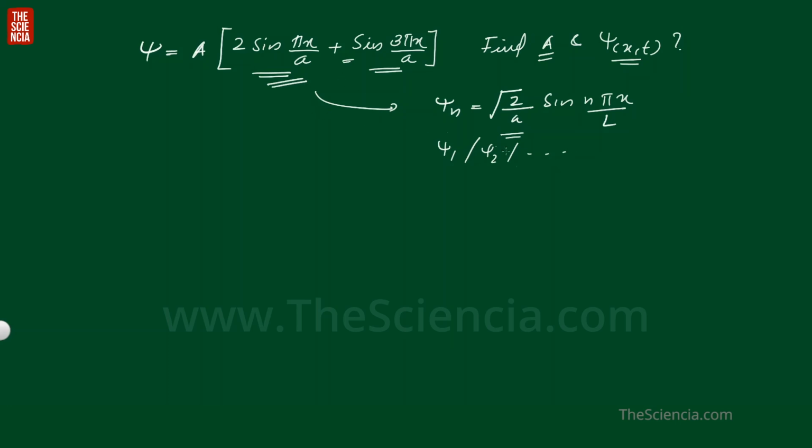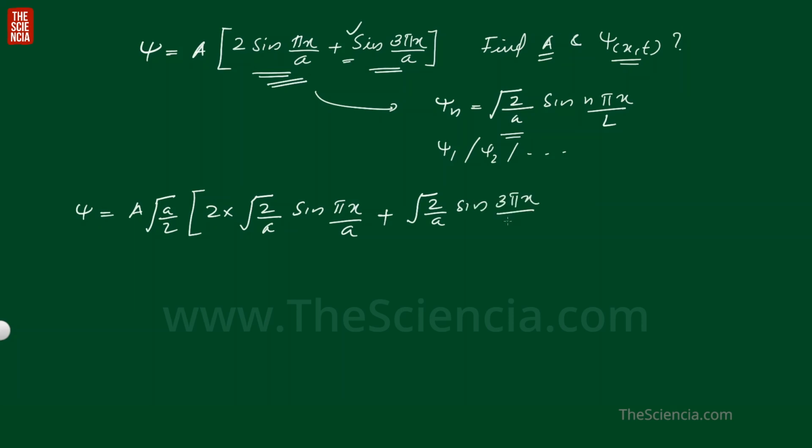So first we are going to modify the given equation in terms of known values. That is, psi is equal to a into 2 into, we have to add a term, that is root 2 by a. So we have to subtract this term, that is, we get root a by 2. So this effect is nil. Into sin pi x by a plus, again we have to add a term to this sine function, that is root 2 by a sin 3 pi x by a.